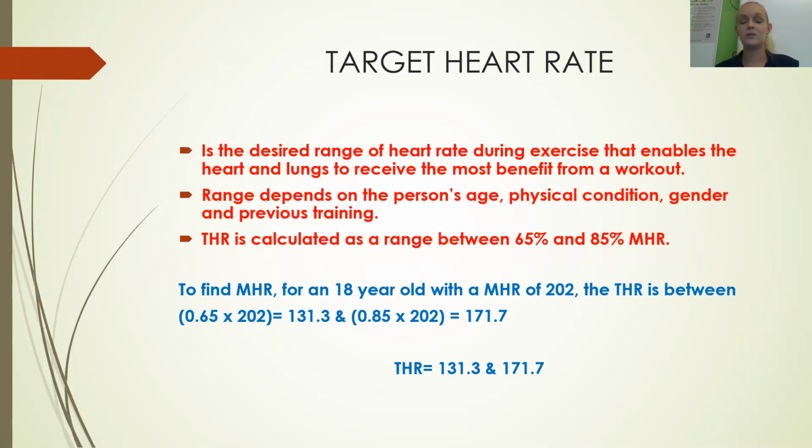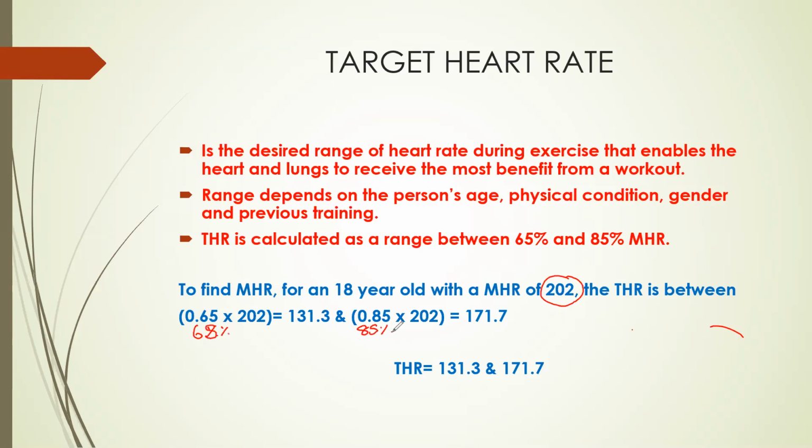So to calculate the target heart rate, the HR, it's calculated between a range of 65 and 85% of the maximum heart rate. So let's look at this example here. The heart rate of an 18-year-old that has a maximum heart rate of 202. The target heart rate is going to be between 65% or 0.65 and 85% or 0.85 of the maximum heart rate. So this is given in a range.